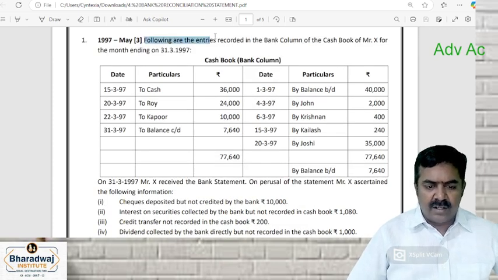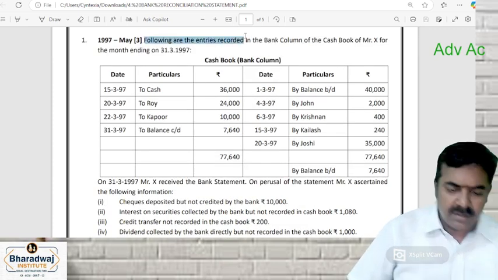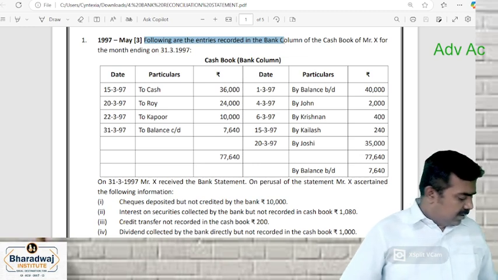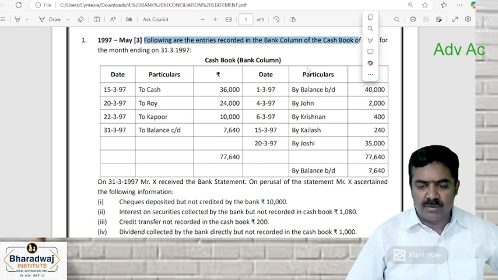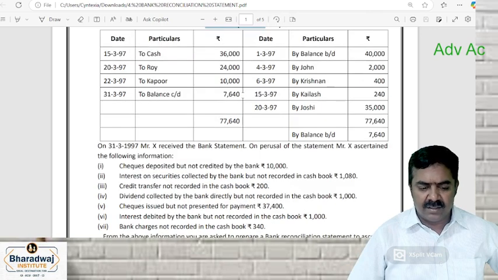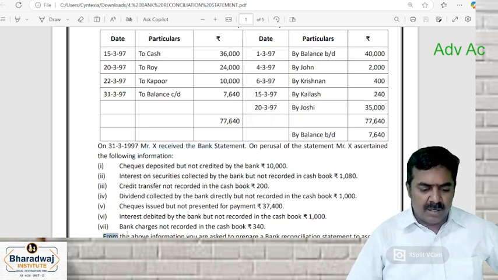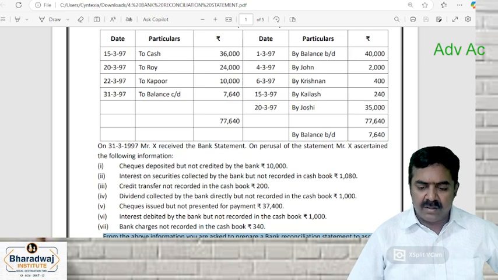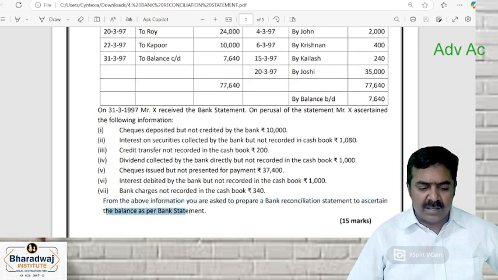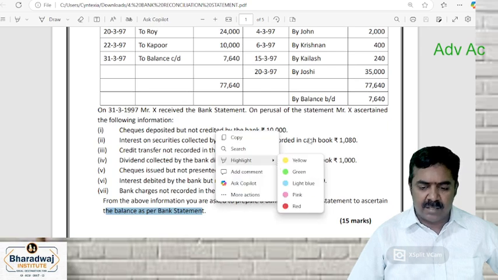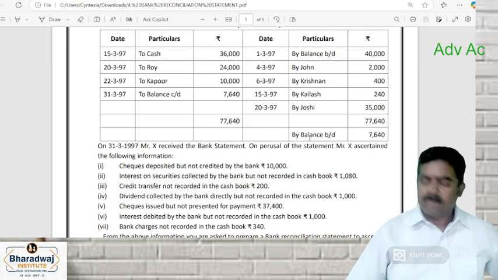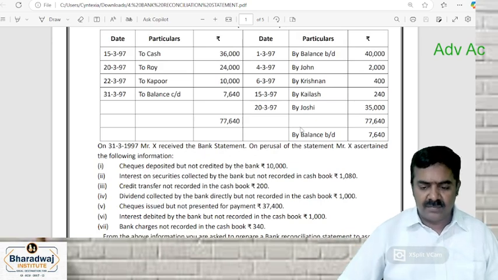The following are the entries recorded in the bank column of the cash book. Mr. X received the bank statement. From the above, prepare the BRS to ascertain balance as per bank statement. Read the question fully, then we will solve.